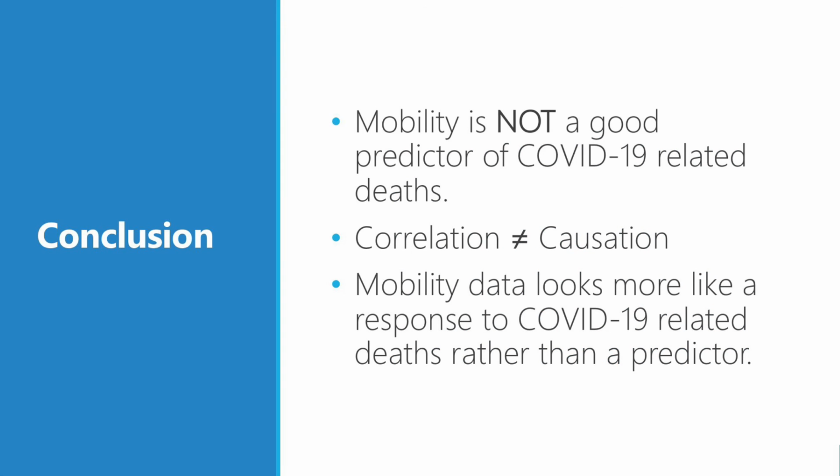Based on the results of our research and the models that we created, we can conclude that mobility is not a good predictor of coronavirus deaths. Just because there is some correlation in some of the states does not mean that we can look at mobility as a factor that affects the rise in deaths. Rather, it seems more to us that the mobility data occurs as a response to the COVID-19 pandemic.